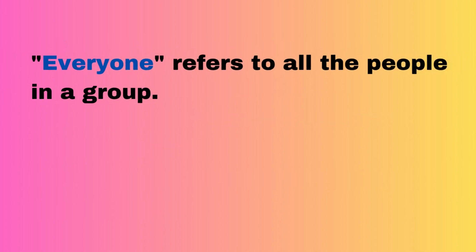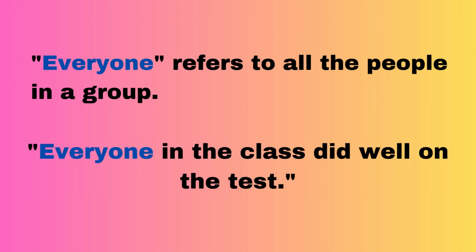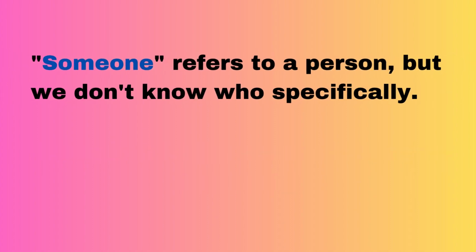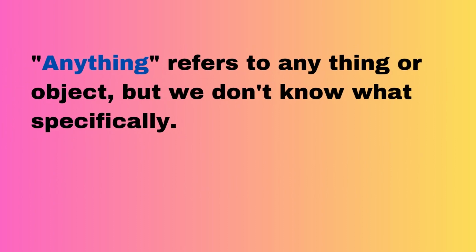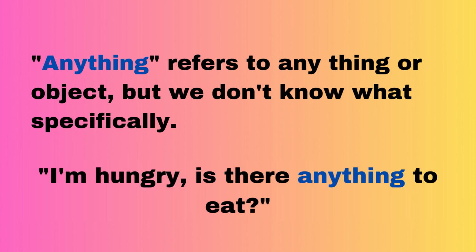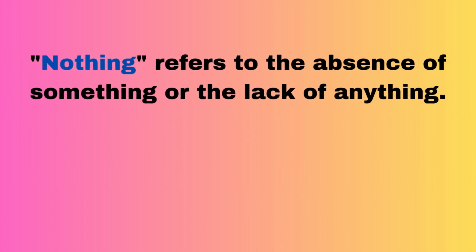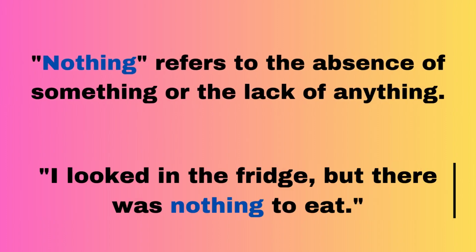Everyone refers to all the people in a group. For example, everyone in the class did well on the test. Someone refers to a person, but we don't know who specifically. For example, someone left their hat on the table. Anything refers to any thing or object, but we don't know what specifically. For example, I'm hungry, is there anything to eat? Nothing refers to the absence of something or the lack of anything. For example, I looked in the fridge, but there was nothing to eat.